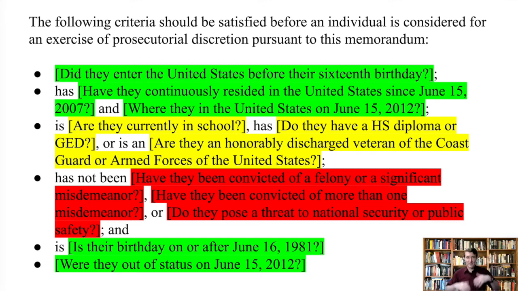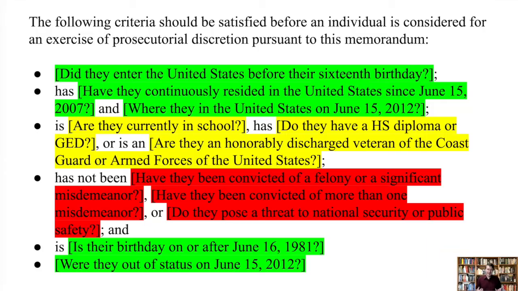And I take those, and so my green has to be true. My red is not true. My yellow is a little bit different. There you see they can be one or the other. So one of those things has to be true, but not all of them. Which brings us to our next question.